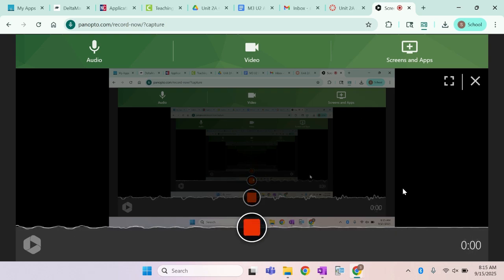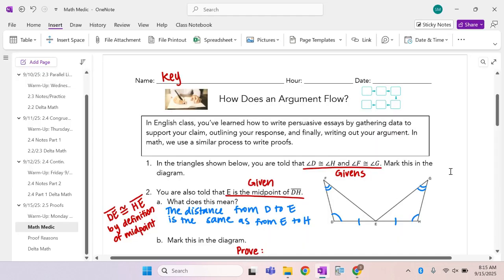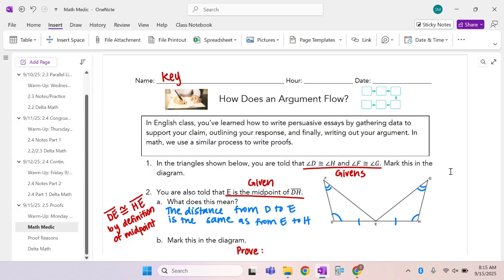Start somewhere with it. All right. So it said that angle B is congruent to angle H and angle F is congruent to angle G. These are what we call our givens. You should have already marked them.